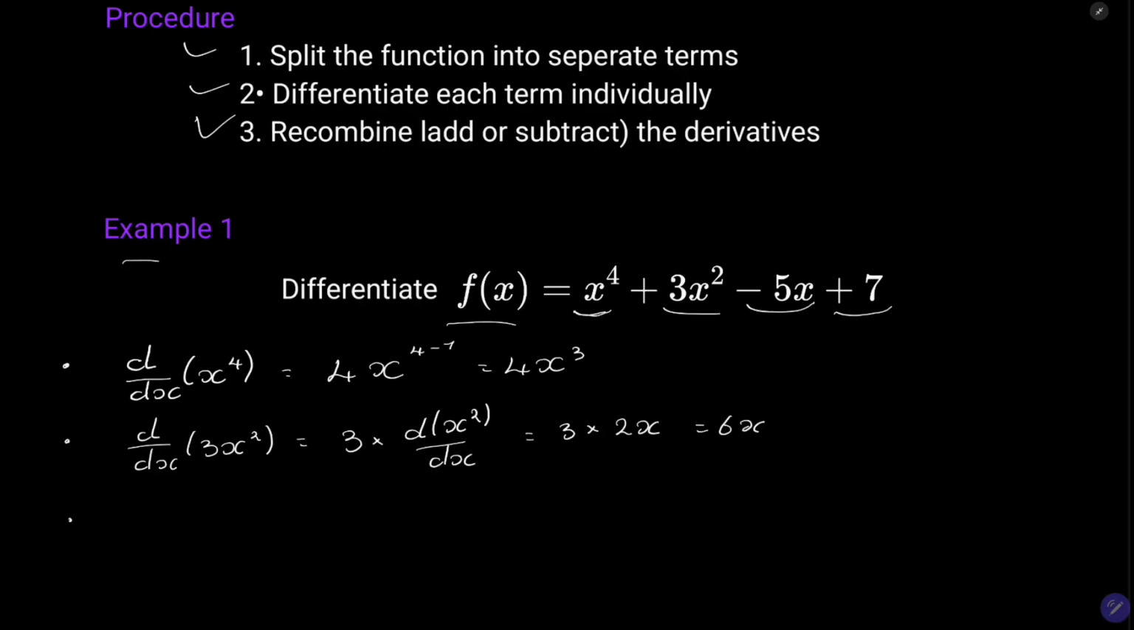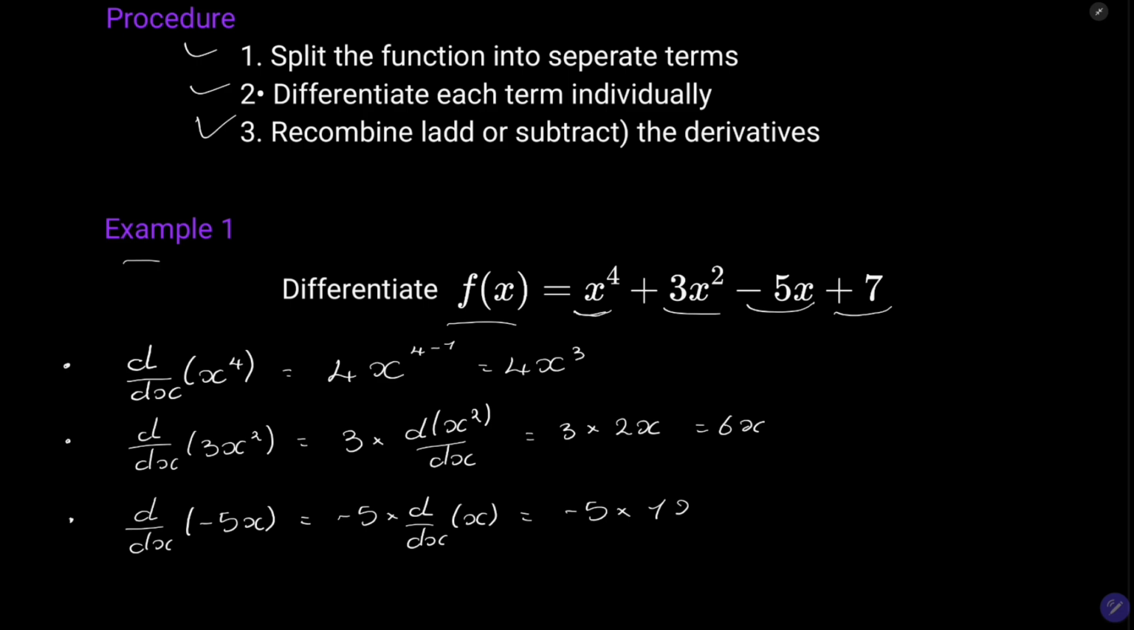Now, tackling our third term, we have the derivative with respect to x of negative 5x. Using the same constant multiplier rule, negative 5 is a constant, so we isolate it outside, giving us negative 5 times the derivative with respect to x of x. And what does this give us? Negative 5 times 1. Why 1? Because the power of x in this case is 1. So we have 1 times x to the power 1 minus 1, which gives us negative 5 times x to the power 0, which gives us negative 5, since x to the power 0 is 1.